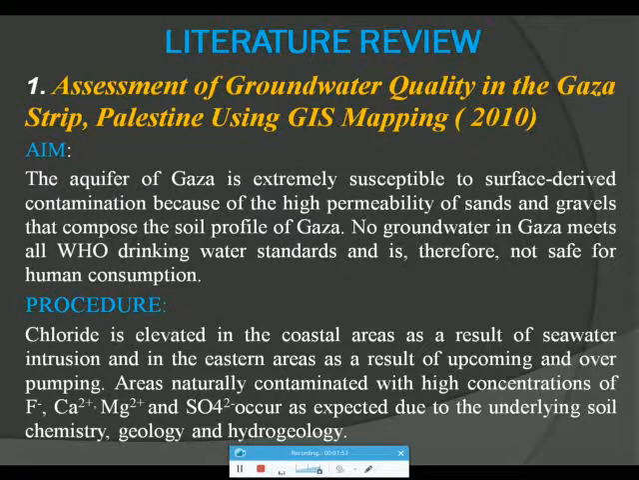Procedure. Chloride is elevated in the coastal areas as a result of seawater intrusion, and in the eastern areas as a result of upconing and over-pumping. Areas naturally contaminated with high concentrations of F-, Ca2+, Mg2+, and SO4 occur as expected due to the underlying soil chemistry, geology and hydrogeology.